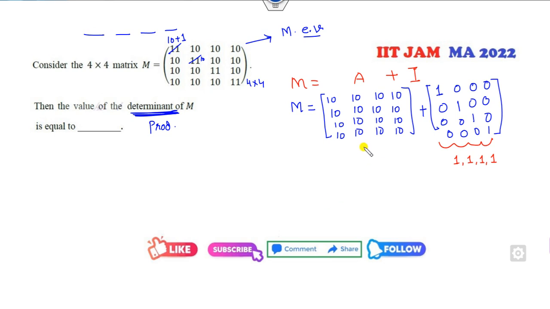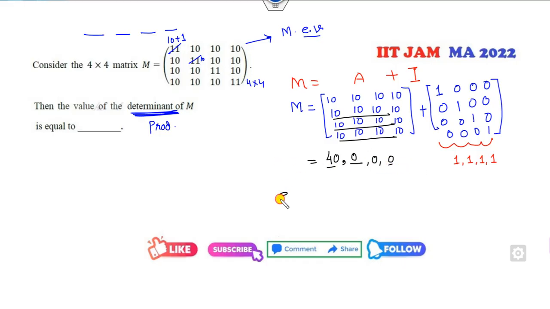Fine. Now clearly say, what is the eigenvalue of this? Each row has the same sum. What is the sum? 40. So one eigenvalue is my 40. Fine. And you can see that the trace is again 40. So the rest of the eigenvalues are my 0. Although you can see the 3 rows have the same value. So it means the 3 zeros are there.